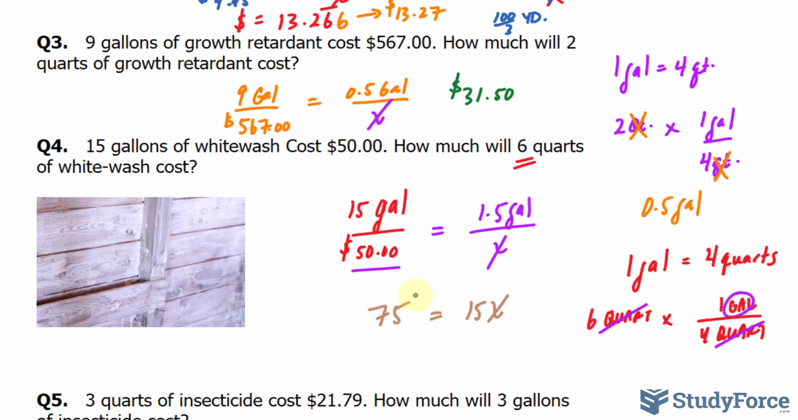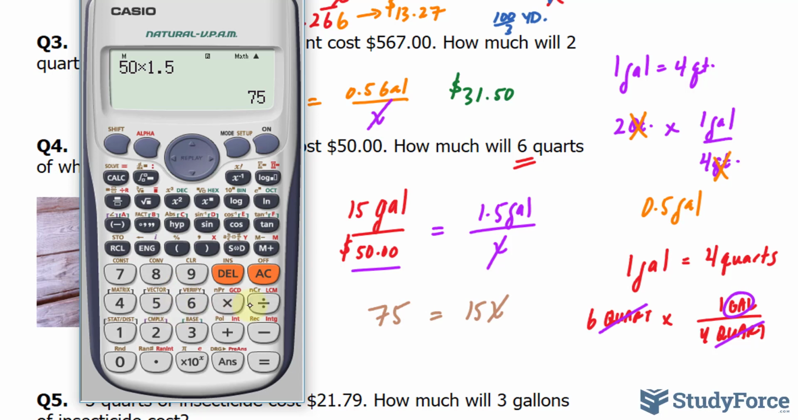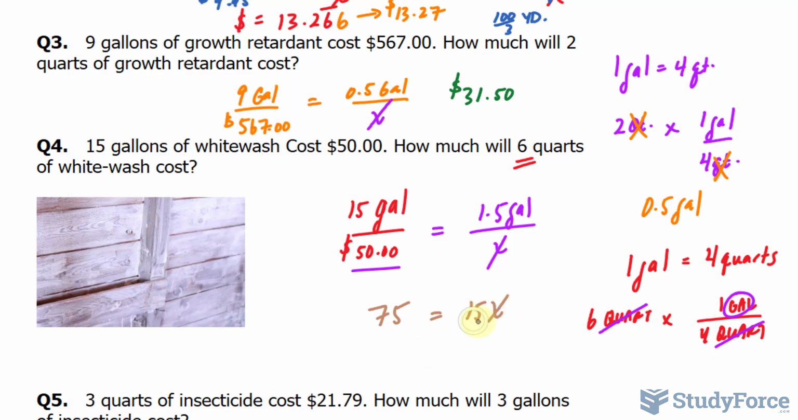And we divide both sides by 15. So I'll divide this number by 15. I end up with 5. If I divide that by 15, I end up with 1. So 1x is equal to 5. It costs $5 if you only buy 6 quarts of whitewash.